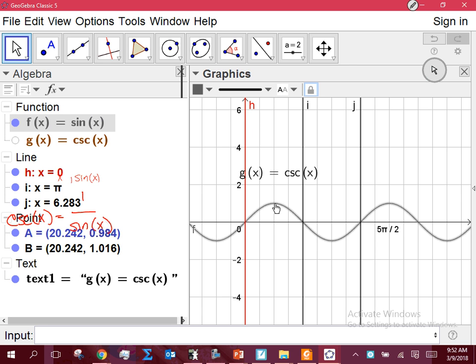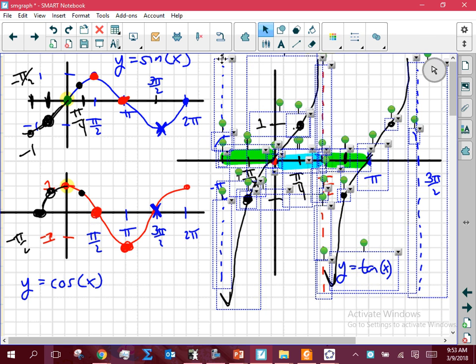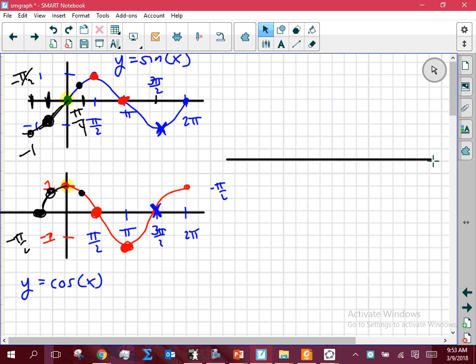This value here, where my cursor was, that sine value was 1, right? What's the reciprocal of 1? 1. Is that an easy value to determine? Yeah. Look down here at this point. What's that y value? -1. What's the reciprocal of -1? -1. Is that kind of easy to graph? Okay, so let's talk about the process for graphing the cosecant by hand.